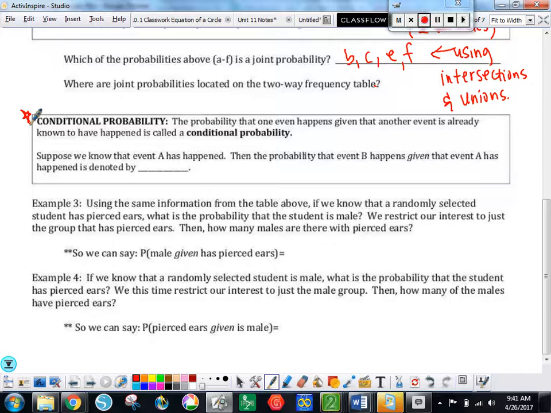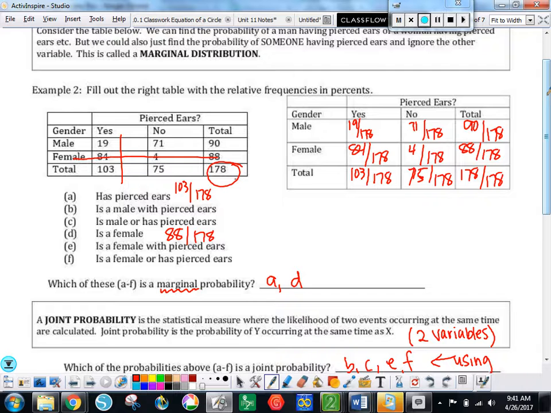So if you look at this above, pretend like I'm solely only talking about the female. I know they're a female. Given that they're a female, what's the probability that they have pierced ears? Or how many females have pierced ears? And then given that it's a female, how many females are there? 88. Based on what I just said, that conditional probability would be 84 over 88, because I'm only looking at the female category.